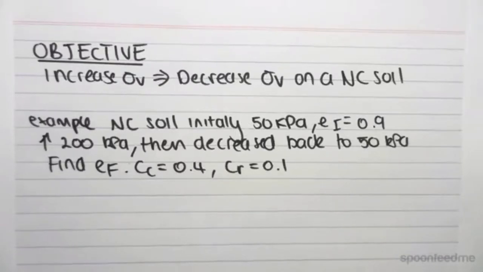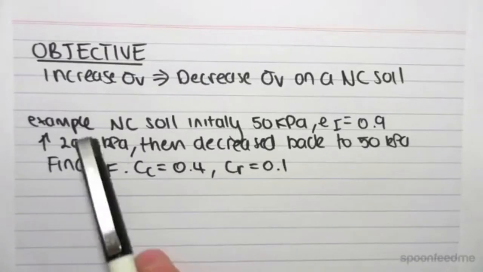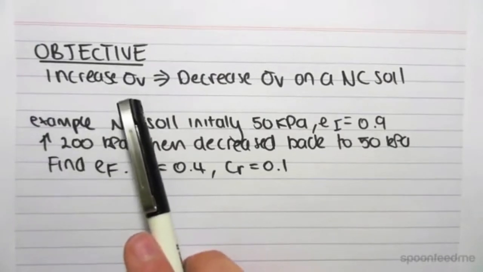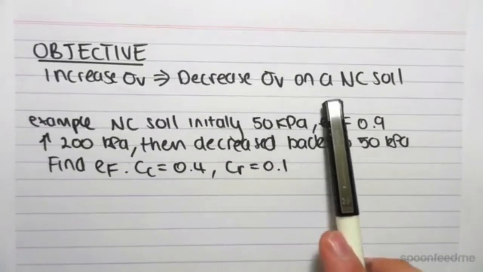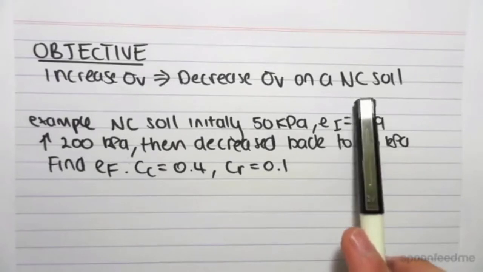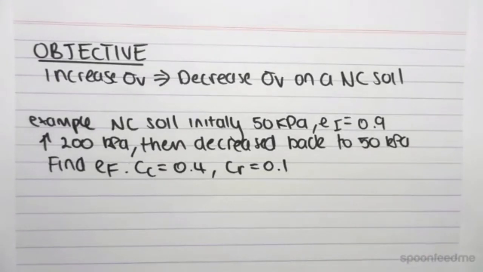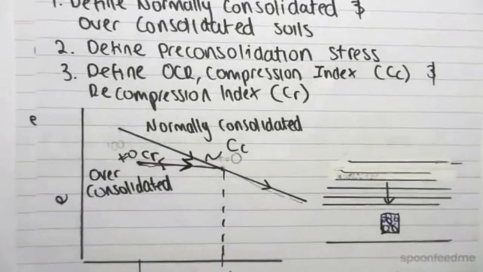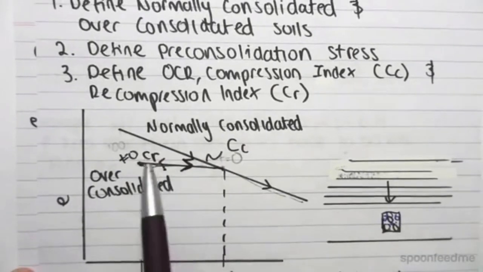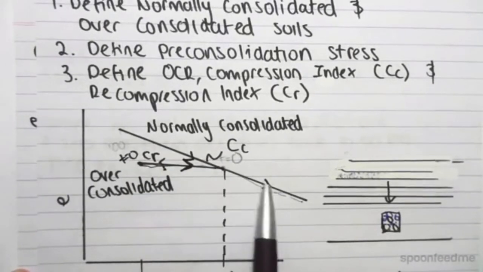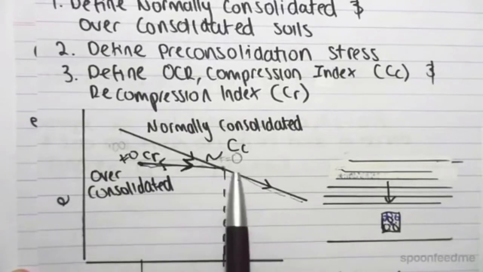Hey guys, the objective of this video is to look at an example where we increase the vertical effective stress and then decrease it again in a normally consolidated soil. So if I take us back to the diagram we developed in the very first video, so far we've seen along this line, along this line, and a combination of this line and this line.